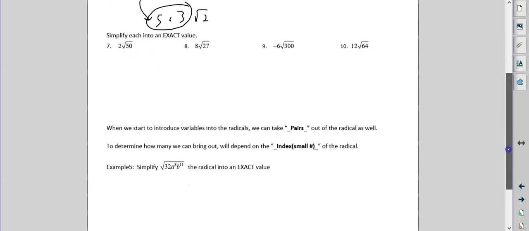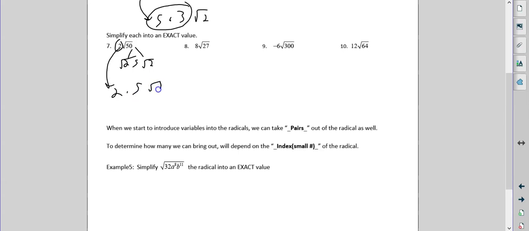Okay, let's do some more. So this 2, got to remind myself to bring it down and multiply by whatever comes out. The 50, the biggest perfect square going into 50 is 25 times 2. They're both radicals. The square root of 25 is 5. That's going to be multiplied, and that gives us 10 times radical 2.